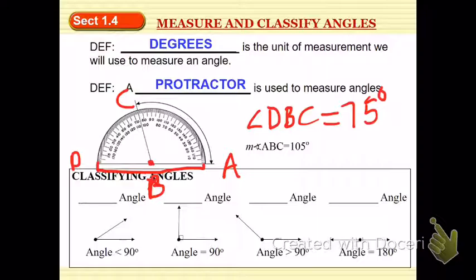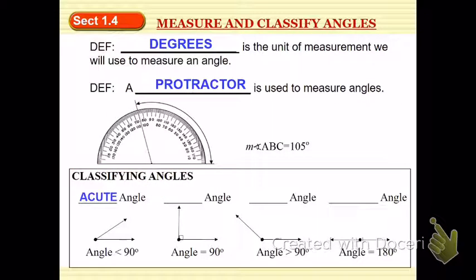Classify angles. An acute angle is less than 90 degrees. 90 degrees, remember, is a right angle. Anything less than that, like this angle right here, that's an acute angle. A right angle is 90 degrees. Greater than 90 is an obtuse angle. Okay? Obtuse angle would be this angle. That angle is obtuse. It's greater than 90.